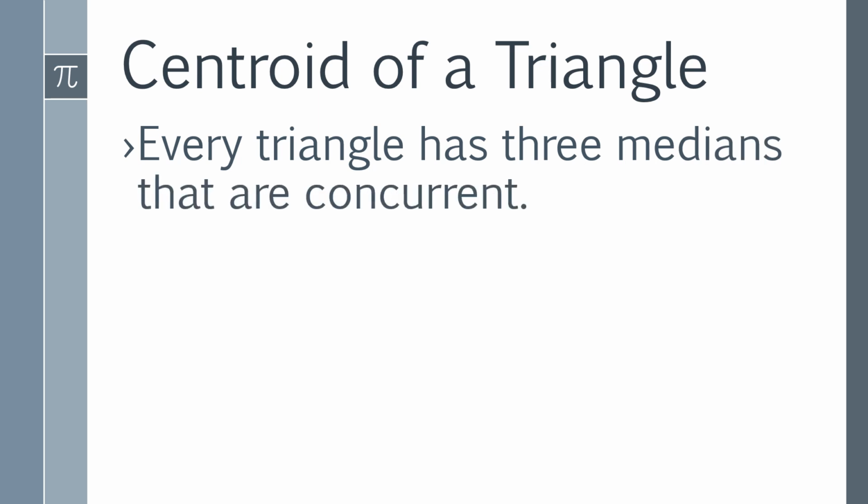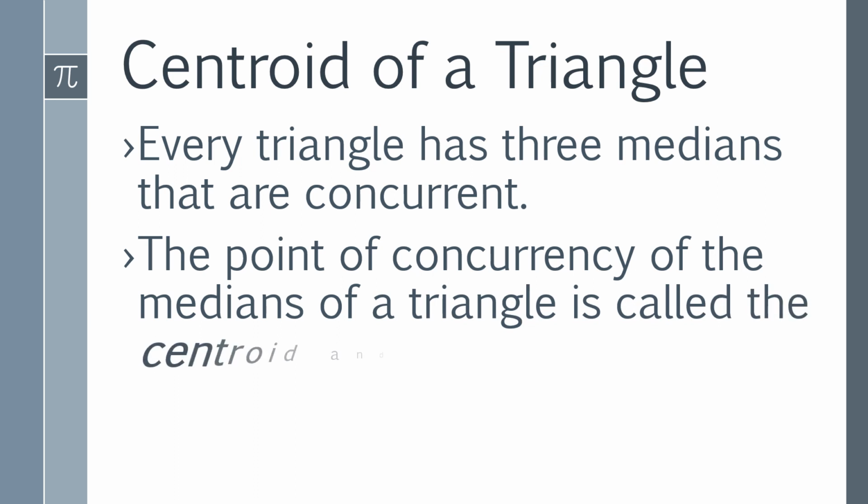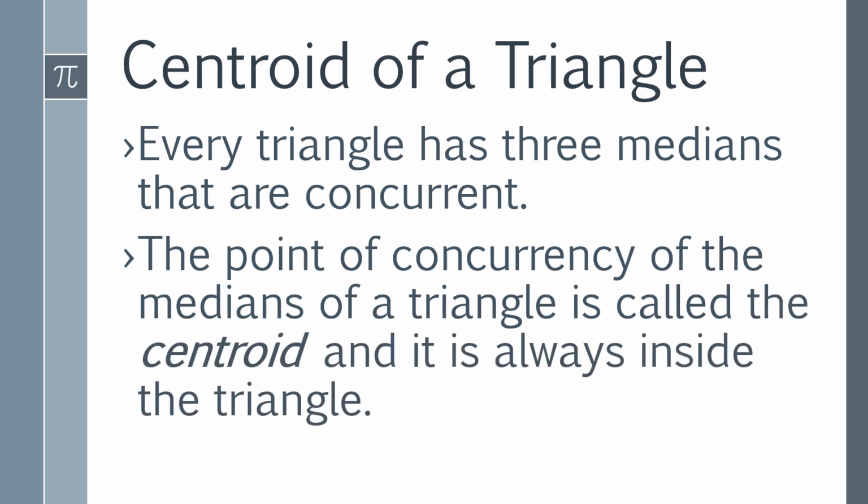Every triangle has three medians that are concurrent. The point of concurrency of the medians of a triangle is called the centroid, and it is always inside of the triangle. And there's a very important reason for that.